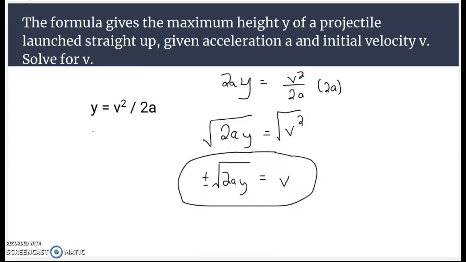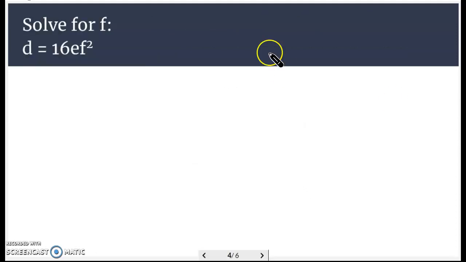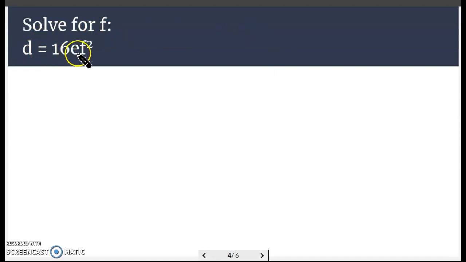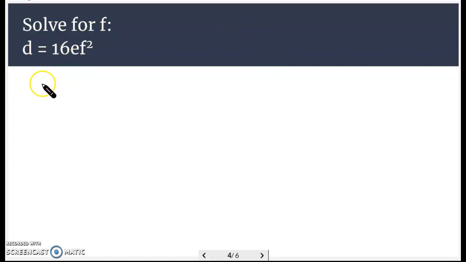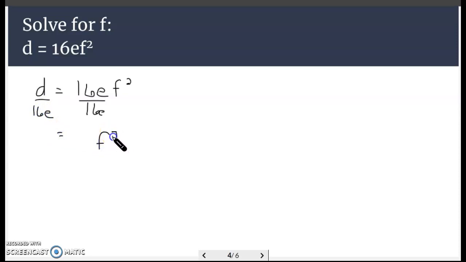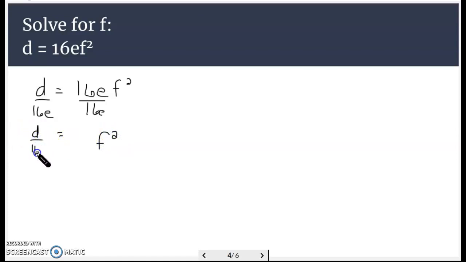Now let's try a different one. It's going to get a little more complicated in the simplification. Here we're just solving for f. D equals 16ef squared. Let's rewrite this first. Look at all the things happening to f. It's being squared, multiplied by 16, multiplied by e. First thing we're going to do is divide both sides by 16e. Get the f squared by itself. So f squared equals d divided by 16e.